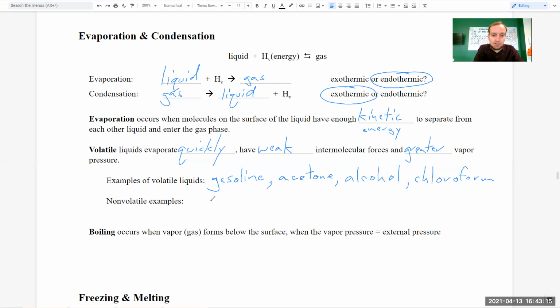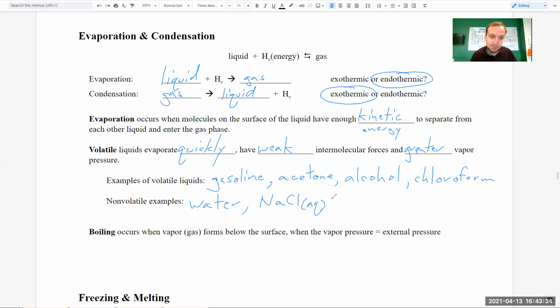Examples of non-volatile substances would be things like water. Water does evaporate, but it's pretty dang slow to evaporate, right? Or other sorts of solutions. For example, if we had aqueous sodium chloride solution, then that's going to evaporate very slowly as well, relative to the volatile substances.